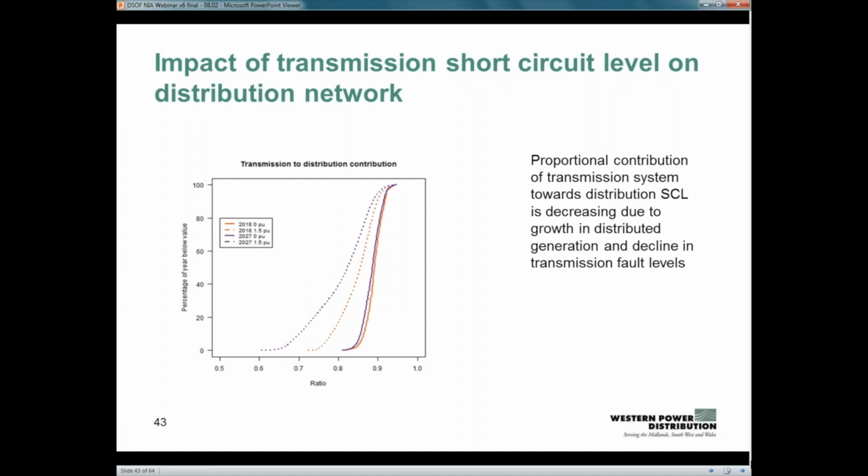So we then looked at the proportion of fault current from the transmission system coming over onto the distribution system, and we've got 4 curves there. The dotted lines are showing the ones where we're modelling the maximum distribution fault in-feed, and the solid lines are the minimum ones, and that shows that by 2027 the proportion of short circuit current coming from the transmission system towards the distribution system is decreasing, and that is due to the growth in generation on the distribution system and a decline on the transmission system.